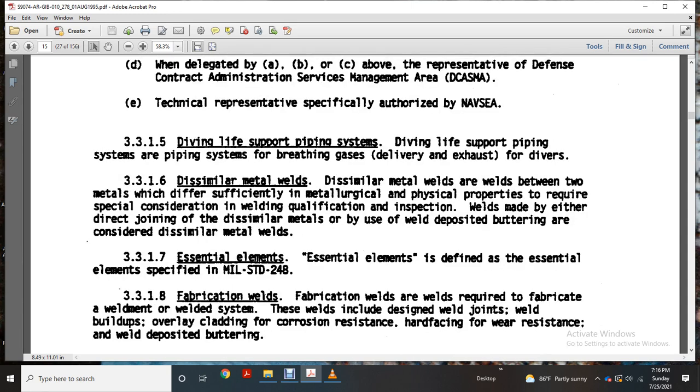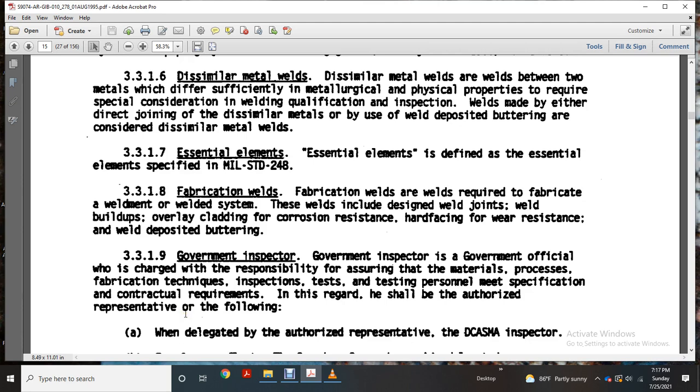Essential elements. Essential element is defined as the essential elements specified in the military standard 248 and fabrication welds that are required to fabricate the weldment of the weld system. The welds include the design weld, the joint weld, build-up, the overlay cladding of corrosion resistant, hard facing of wear resistant, and weld deposit buttering.